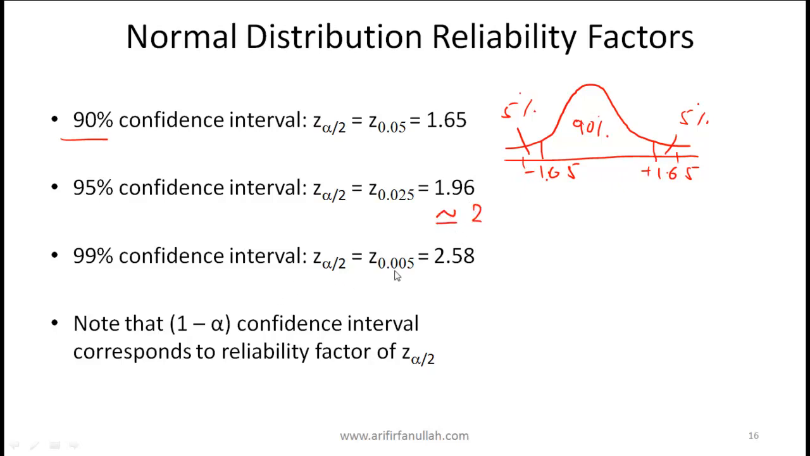99% confidence further increases the Z value to 2.58 or approximately 2.6. Notice that 1 minus alpha confidence interval, so the 90% corresponds to 1 minus alpha, so the reliability factor is for Z alpha over 2, which is alpha becomes 10%, alpha over 2 is 5%. That's where the alpha over 2 comes from.